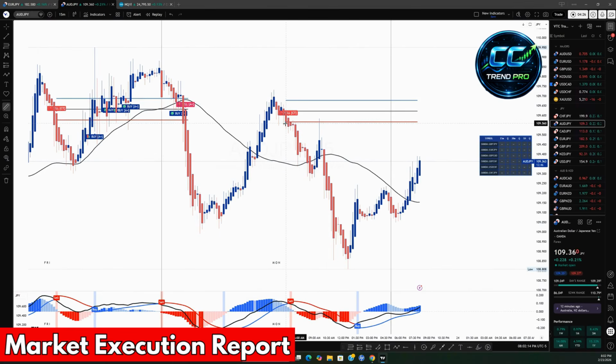This signal came out at 6:15. Price broke down but came back up to retest. This retest would have been an excellent time for you to enter AUD JPY for a drop down. This dropped down a total of 74 pips for today. So this was an excellent trade.